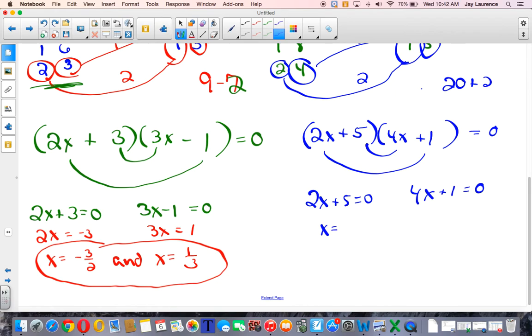Oh, sorry, I'm getting ahead of myself, going too fast. 2x is going to equal negative 5. Therefore, x is going to equal negative 2.5. And then here we're going to get 4x equals negative 1. X will equal negative 1/4. Okay.